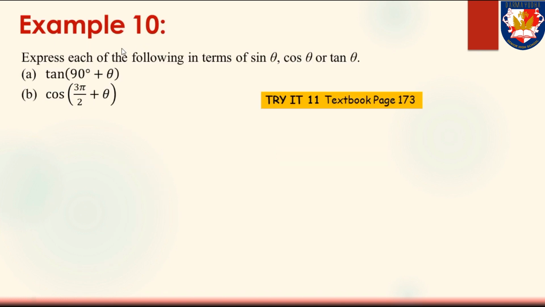Example 10. Express each of the following in terms of sine θ, cosine θ, or tangent θ. Part A, tangent of 90 degrees plus θ. Part B, cosine of 3π/2 plus θ.